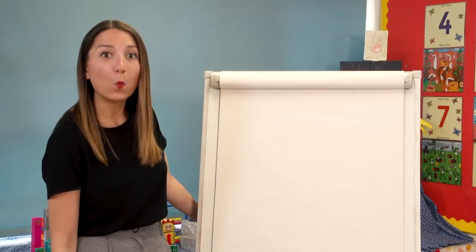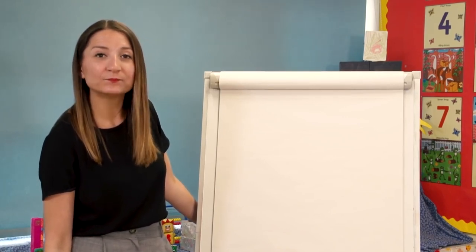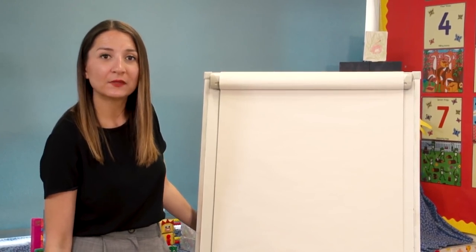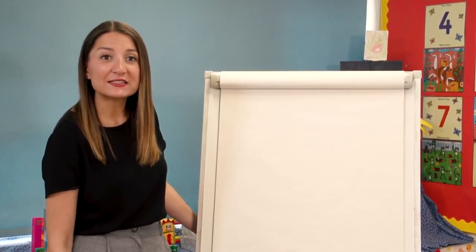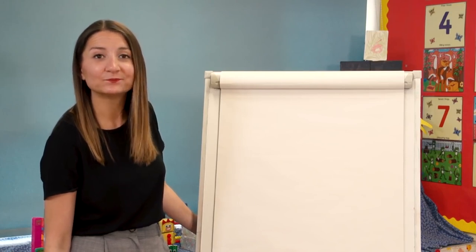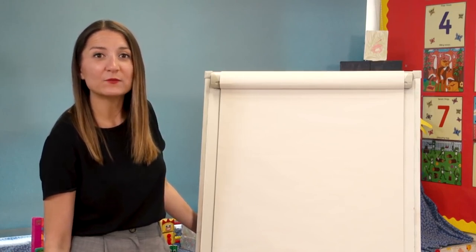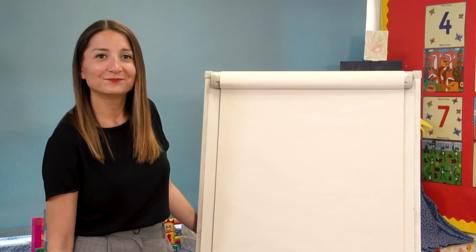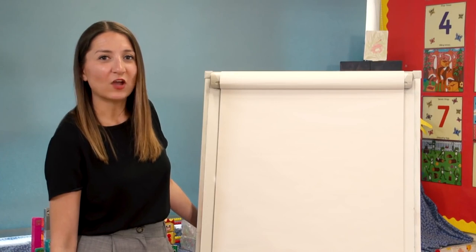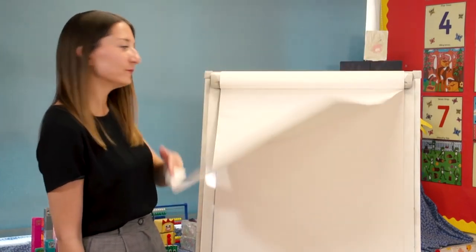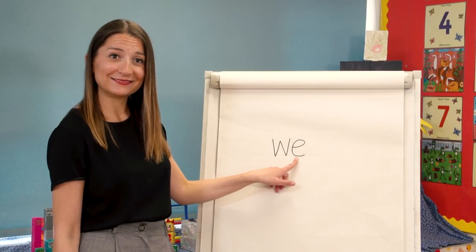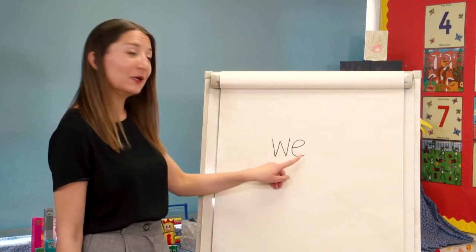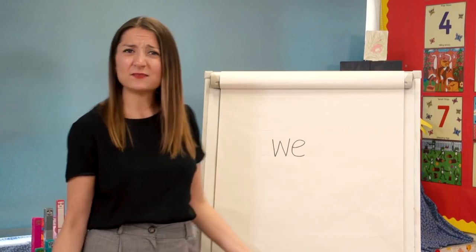Now you have a go. Say the word. Say the sound. What's the tricky bit? The sound E is written with the letter E. Write them down. Remember, there's two sounds. Right, let's check our spelling. Did you get the tricky bit? Did you get both sounds? W, E. Well done, children.